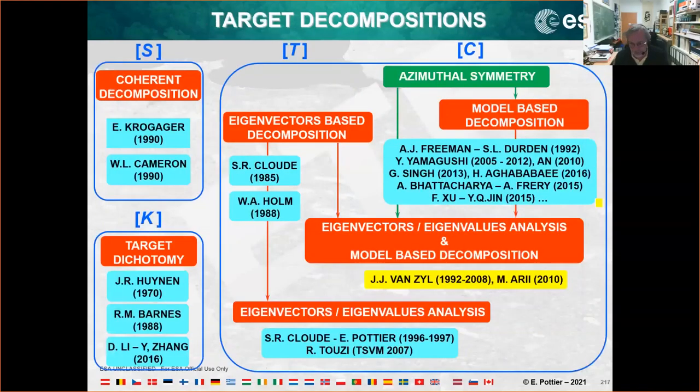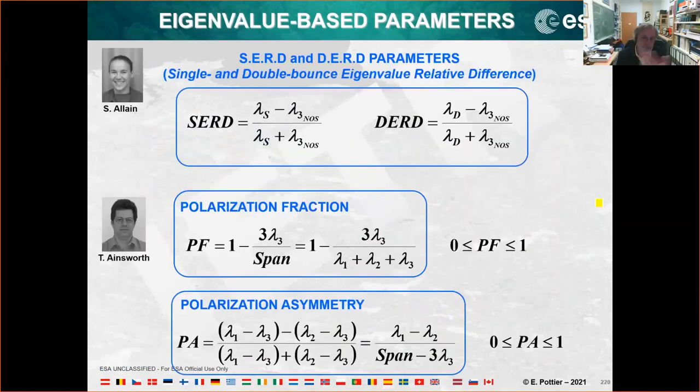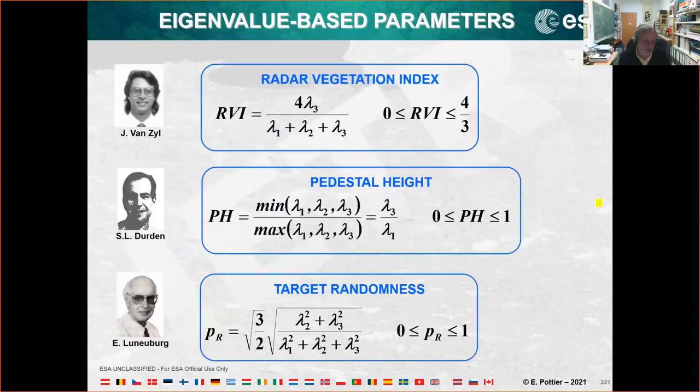If we move to the next one, which I shall present tomorrow, we can conclude this part by coming back to the eigenvalues, just playing with the eigenvalues. This is what I shall propose you to do during the practical. Some colleagues, Sophie from my team in France, or Tom Ainsworth from NRL in the States, also played with the eigenvalues and succeeded in deriving some parameters. We have the polarization fraction, the polarization asymmetry, the single and double bounce eigenvalue relative difference, the radar vegetation index, which we know is very useful, and the pedestal height, which corresponds to the parametric signature.